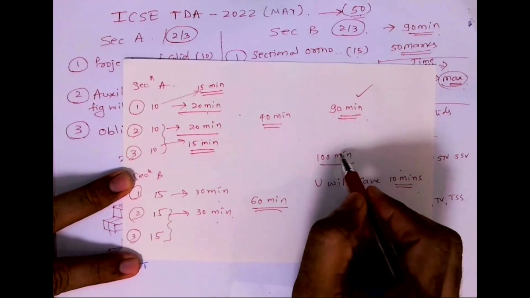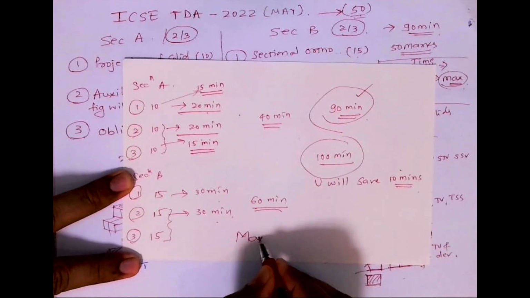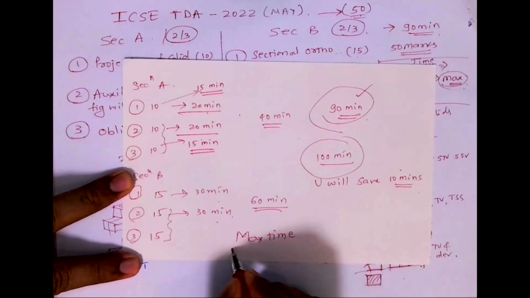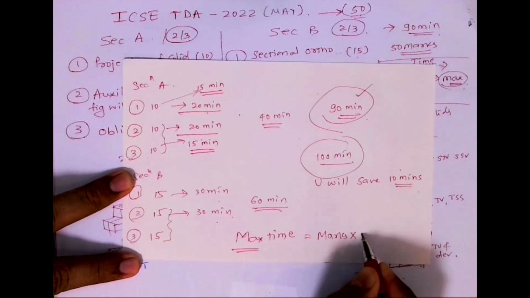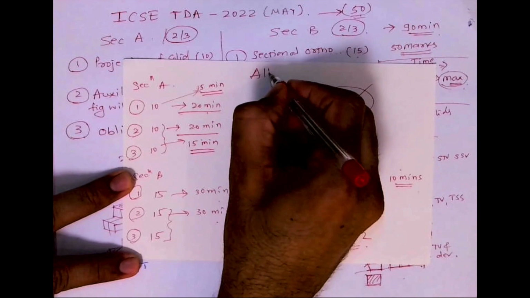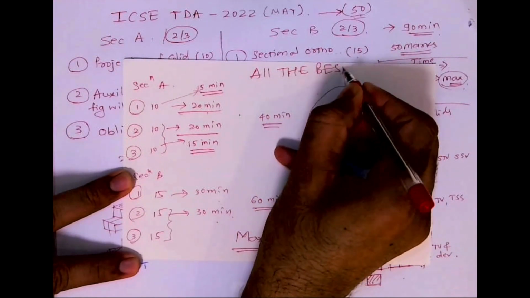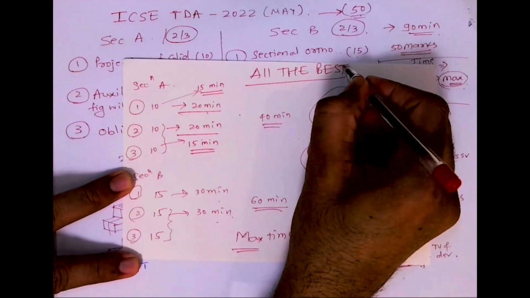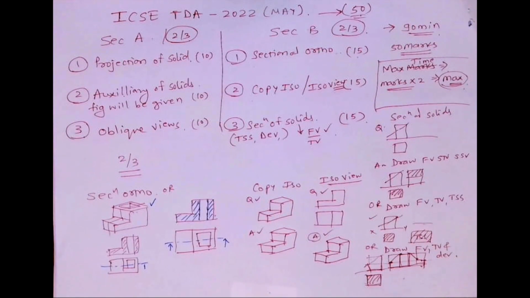My idea was, you should not give more than marks multiplied by 2, that much time, to any sum if you want to complete your TD paper. So just keep this in mind. Thumb rule: the maximum time you will give for any sum in section B will be 30 minutes, not more than that. And in section A you will try and complete in 15 minutes. All the best. I hope you have understood my concept, my idea behind this. Thank you.